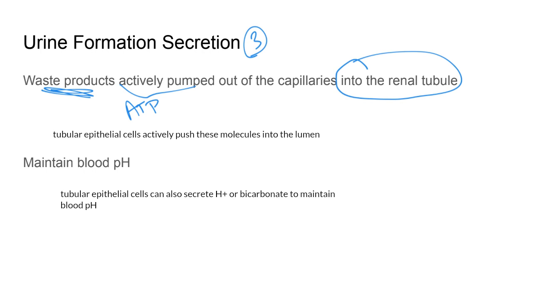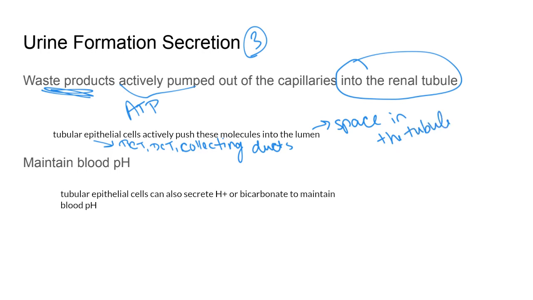Those tubular epithelial cells, so again, cells in the proximal convoluted tubule, the distal convoluted tubule, as well as the collecting duct, are where we're going to be actively pushing those molecules out into the lumen. Remember, the lumen is the space, so that would be the space in that renal tubule. We have a picture coming up in just a minute that will help with some of this.